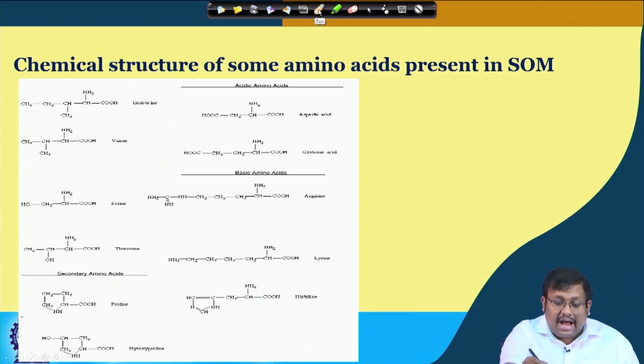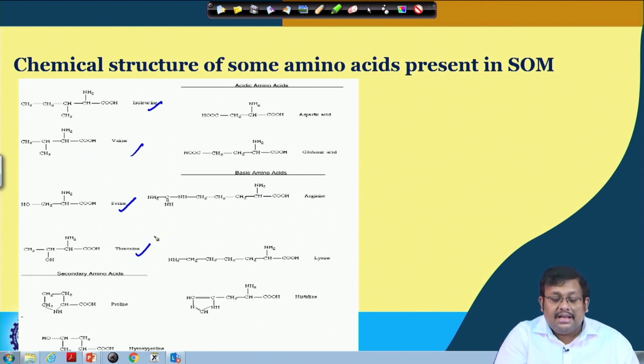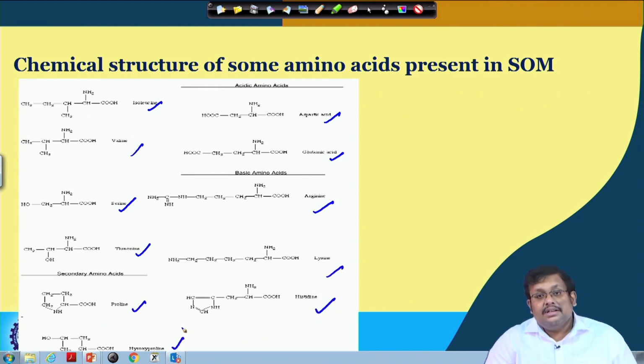So, also there are other neutral amino acids like isoleucine, valine, serine and threonine, and among the acidic amino acids aspartic acid and then glutamic acid. Basic amino acids are arginine, then lysine, histidine, and secondary amino acids you can see proline and hydroxyproline. So, these are different types of amino acids which are present in soil organic matter.